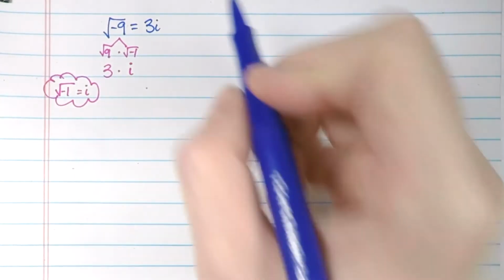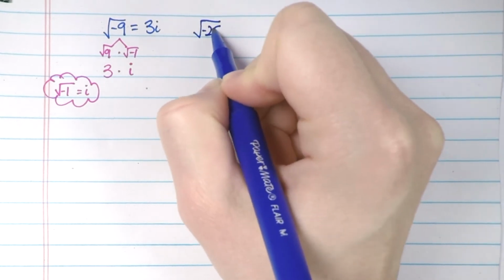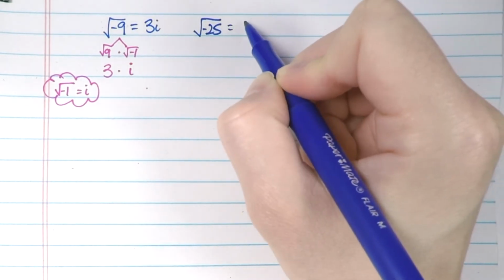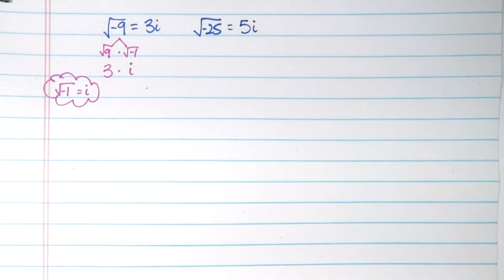So another example, let's say I had square root of negative 25. Square root of positive 25 would give me 5. And if this 25 is negative, square root of negative 25 gives me 5i.